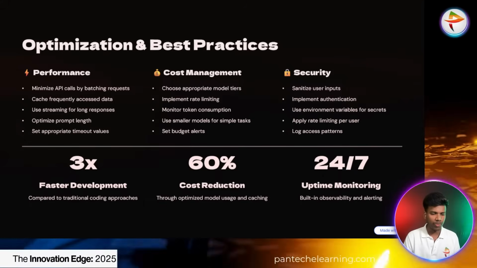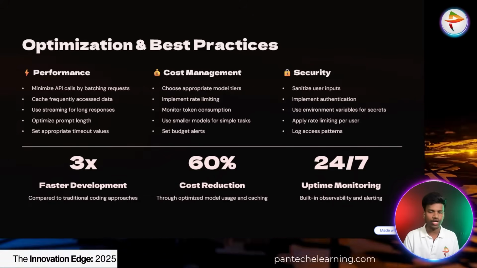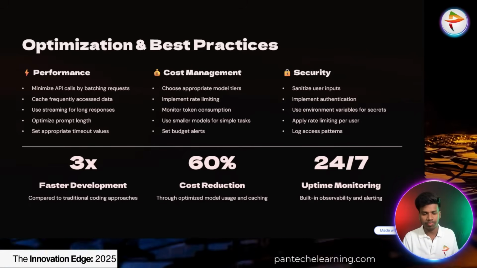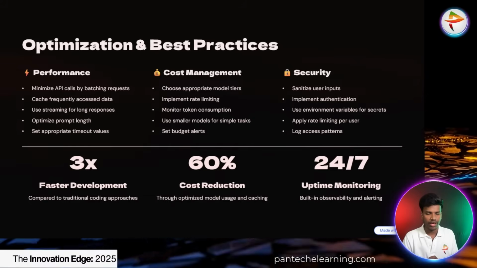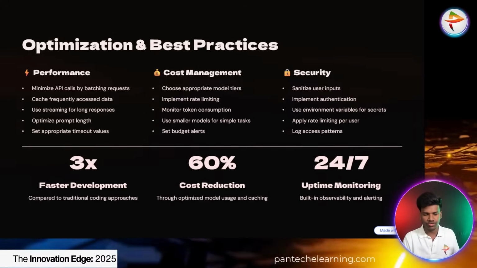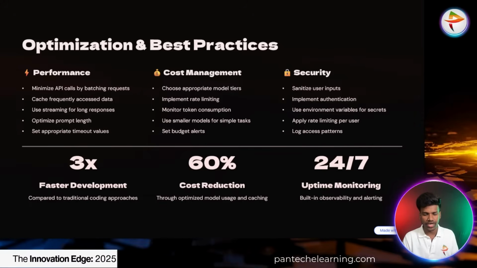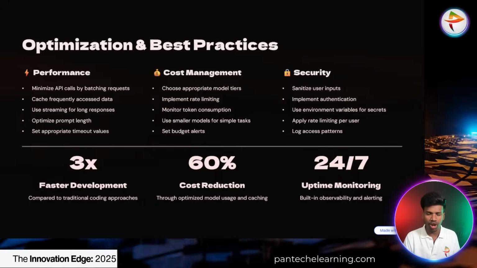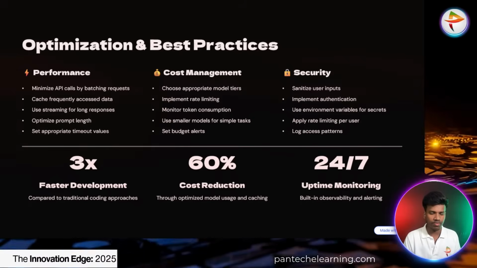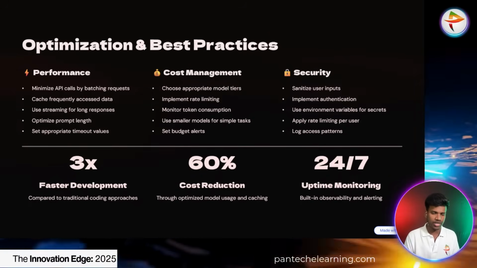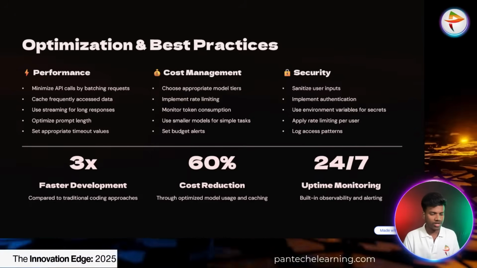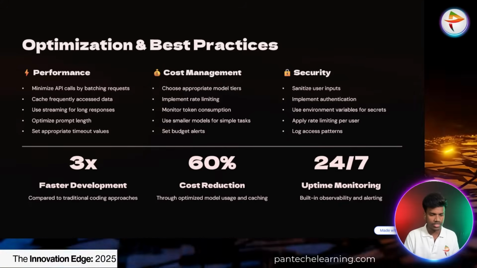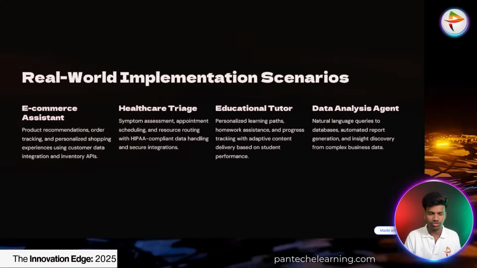Then cost management: choose appropriate model tiers, implement rate limiting, monitor token consumption, use smaller models for simple tasks, set up budget alerts. Everything is there. Security is a secured one: sanitize user input, implement authentication, use environment variables for secrets, apply rate limiting per user, and log access patterns. 24/7 monitoring of support is there, 60% cost reduction is there. Faster development was 3% more, thanks to the optimization process of MindStudio.